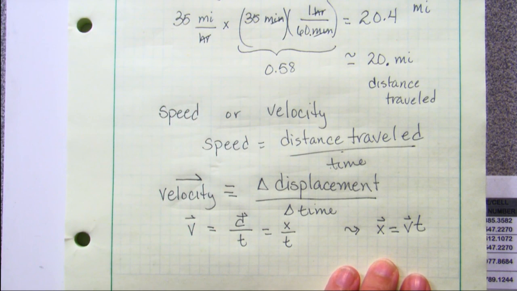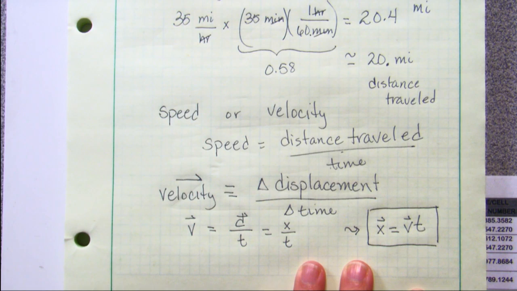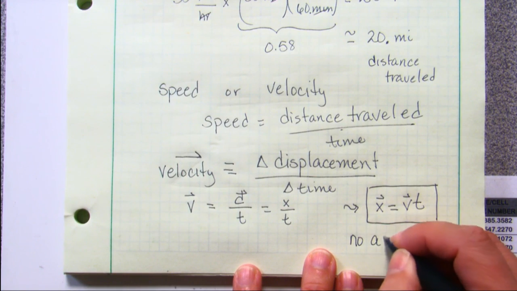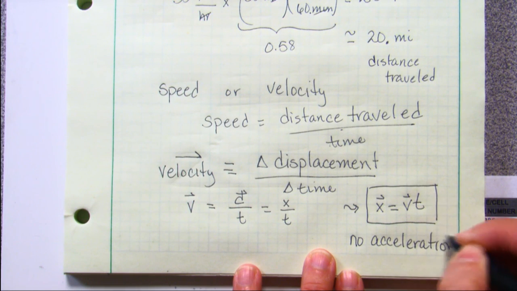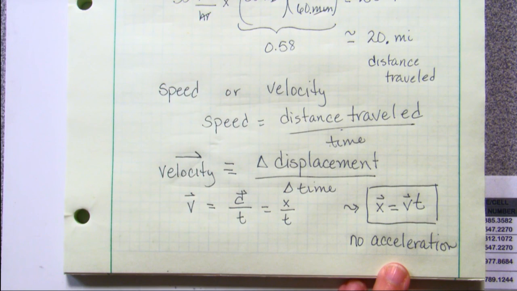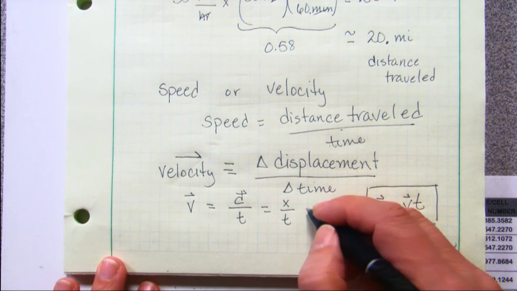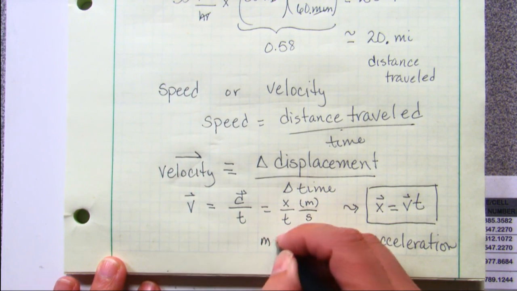Now, we're going to complicate things a little bit. This equation only works when there's no acceleration. We'll talk about acceleration in a little bit, but this equation only works when there's no acceleration. But let's also look at the units here. So if I'm looking at units, this is in meters and this is in seconds, so the units are in meters per second.